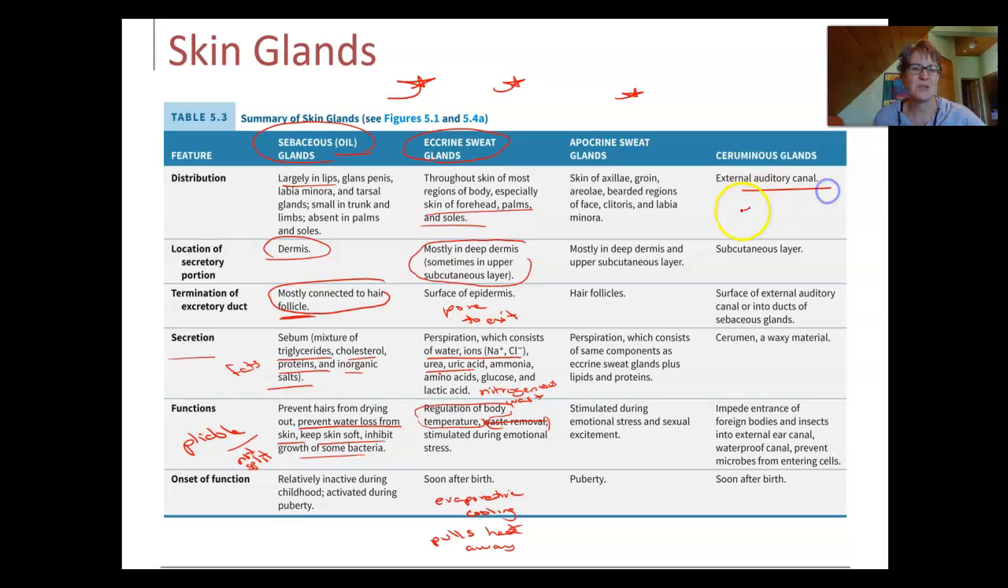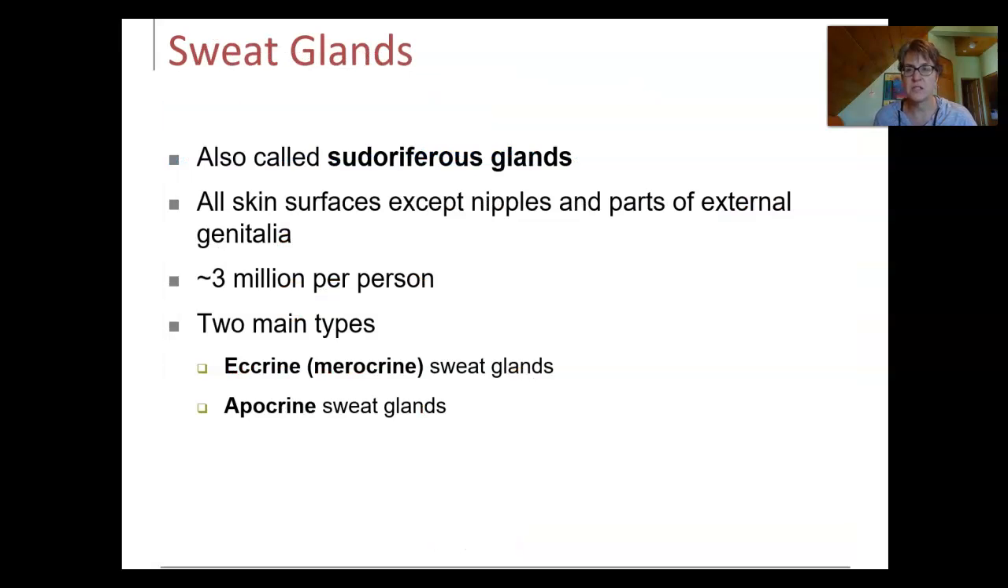So ear, that's in your ear. That's gross. Why do we even have earwax? I don't know. It really grosses me out. The apocrine sweat glands are active once you hit puberty, emotional stress, sexual excitement. We have a lot more lipids and proteins, a lot more odoriferous odor, and they're also dumping into hair follicles. Interesting. I care mostly about the sebaceous and the eccrine ones, and we're going to leave it at that.